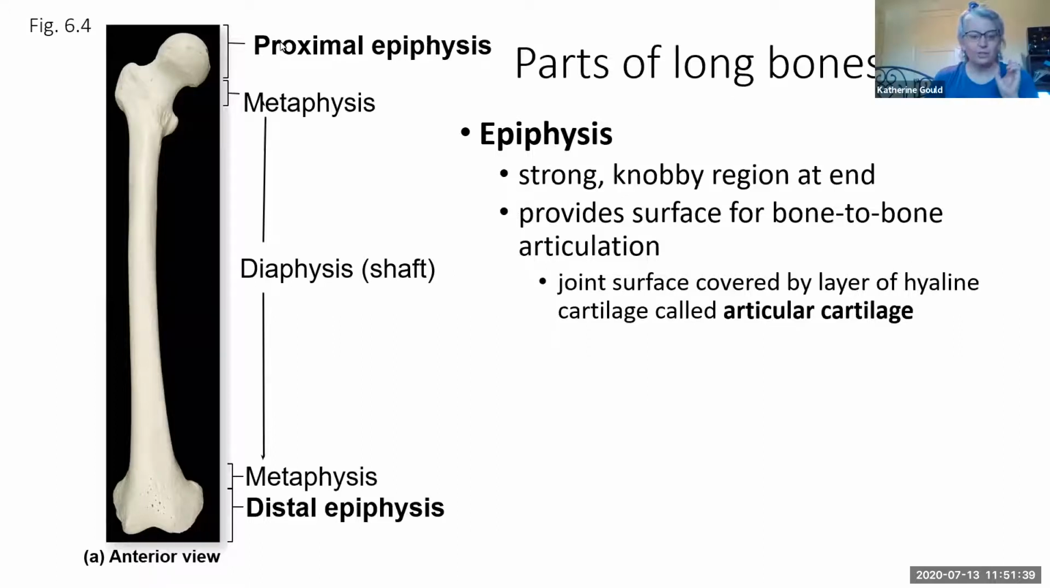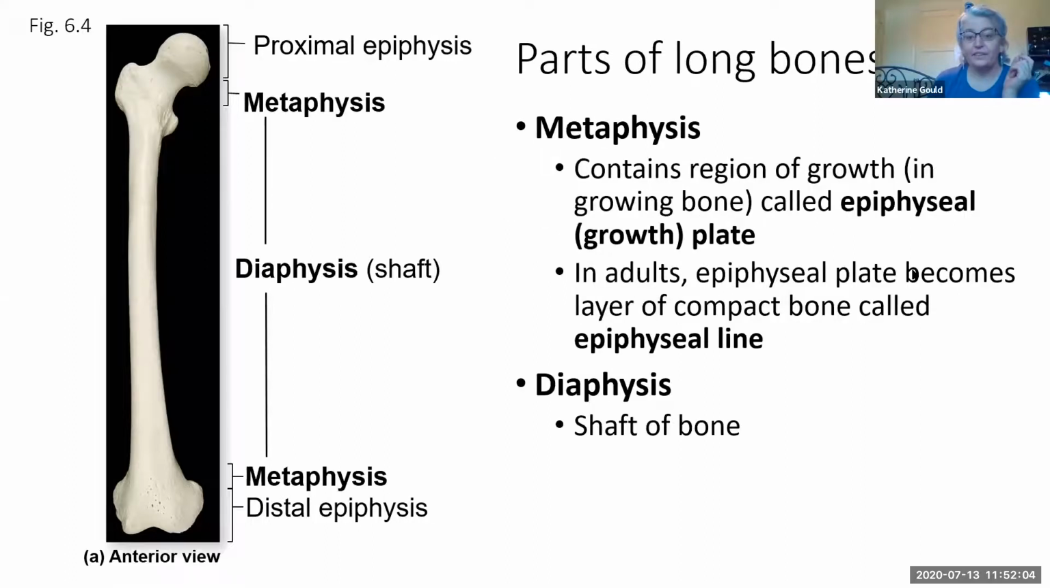So the end parts are called the epiphysis, or epiphyses, es is the plural. We have a proximal epiphysis and a distal epiphysis. The proximal epiphysis is usually called the head of the bone as well. It's rounded, it's where the bone attaches to another bone and rotates in it. And it's always covered by articular cartilage, which you remember is hyaline. Then there is the metaphysis, which is this thin region, really narrow, between the epiphysis and the diaphysis, which is the main shaft of the bone.